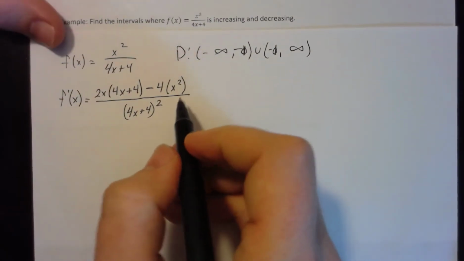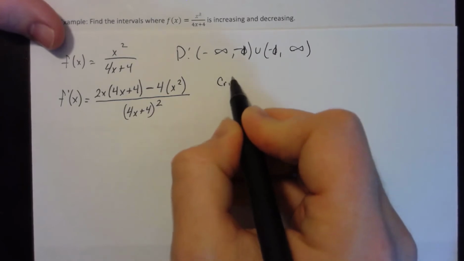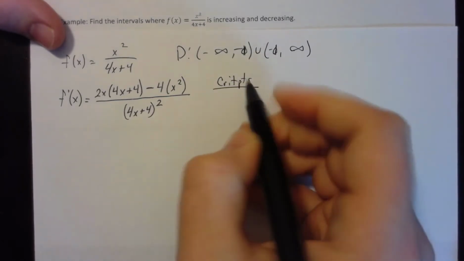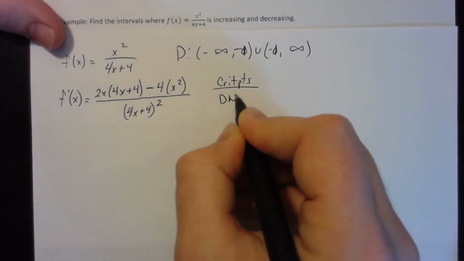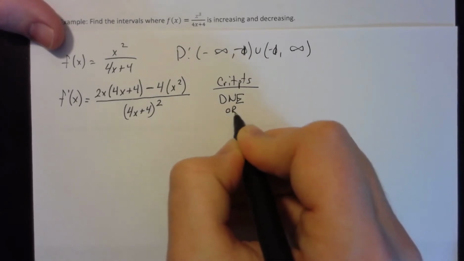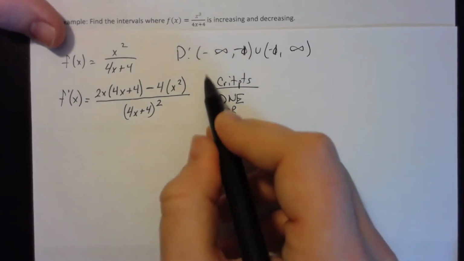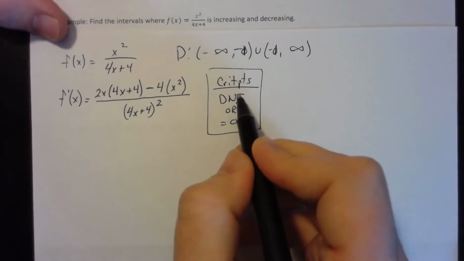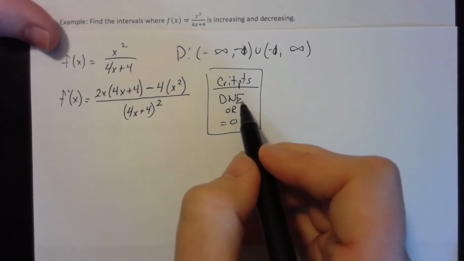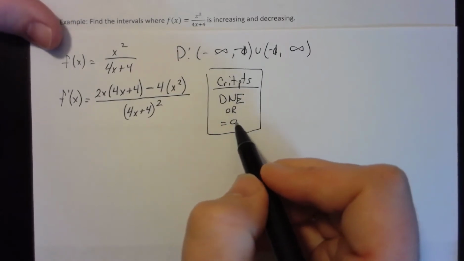Now, I need to, again, do two things. I need to find my critical points for this, which is where the function is DNE or where it's equal to 0. Those are my two cases that I've got to identify. Where are the critical points? They are going to be where the derivative does not exist or the derivative is equal to 0.